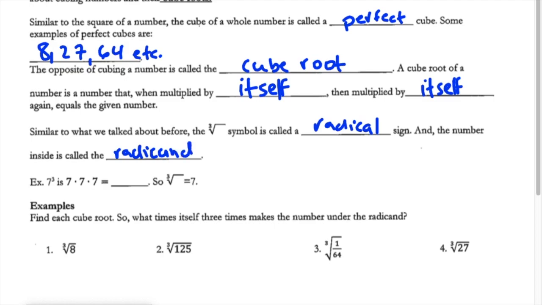For example, 7 cubed is the same as saying 7 times 7 times 7. If we do the math, 7 times 7 is 49. And so 49 times 7: 7 times 9 is 63, 7 times 4 is 28, plus 6 is 34. So our answer here is 343. So the cube root of 343 is equal to 7.